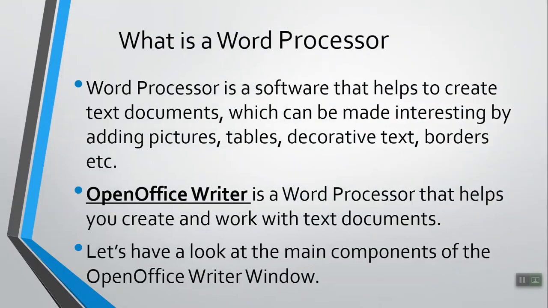So what is a word processor? A word processor is a software that helps to create text documents which can be made interesting by adding pictures, tables, decorative text, borders, etc. OpenOffice Writer is one such software which is also a word processor. It helps you create and work with text documents. Let's have a look at the main components of the OpenOffice Writer window.